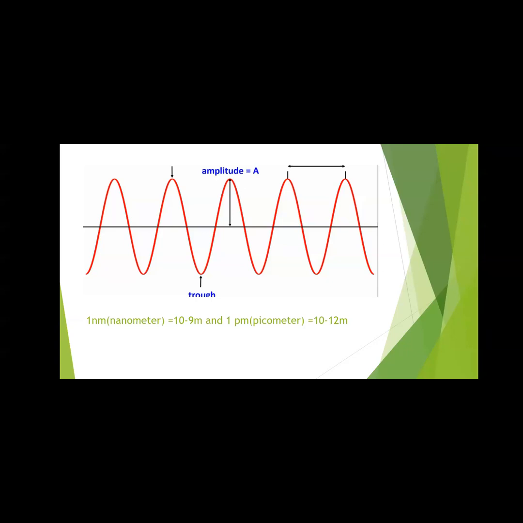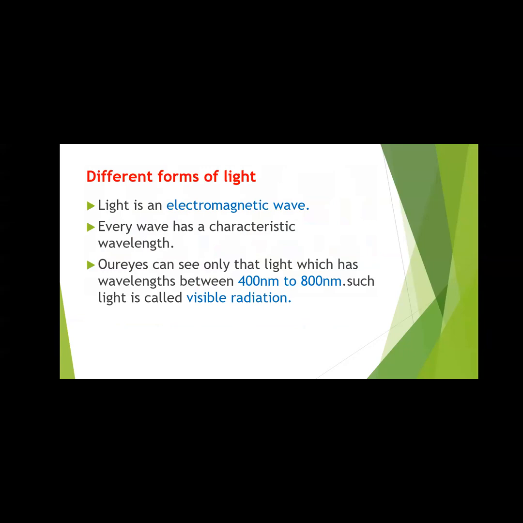So whatever we are seeing, that is only the visible radiation. So what examples can you give me of the visible radiation? So the radiations of the sun, with which we are getting the light. So the radiations of the sun, the light of the sun which we can see, those are visible radiations. That means the wavelength of those radiations are 400 nanometer to 800 nanometer. Also, the light of the tube light.